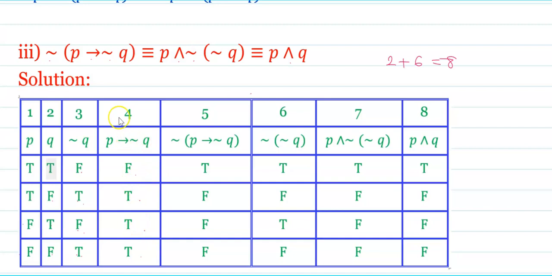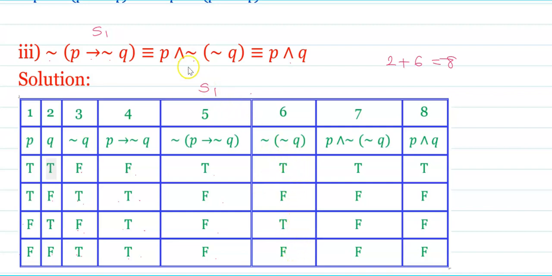Next, find out its negation. That will be the first statement pattern, which is S1 here. Its negation: negation of F is T, negation of T is F, negation of T is F, negation of T is F in this way. Next, find out the negation of Q. Again, negation of Q is the original statement Q, that is T, F, T, F.